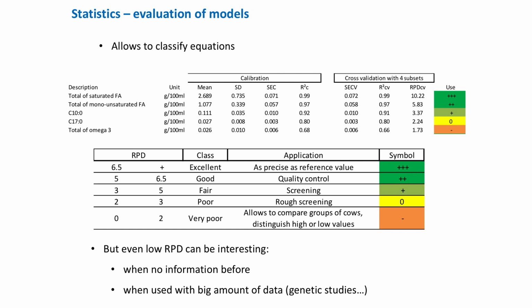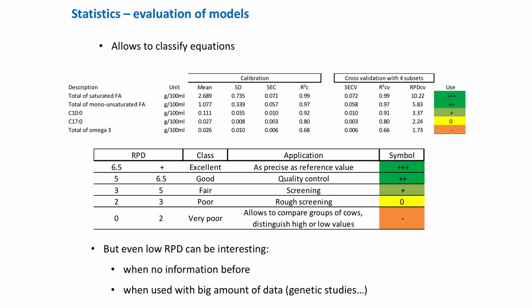Another thing is the standard error of calibration. It gives the precision of your calibration. Another statistic is the R square. After that, in general, you have some other statistics giving information about the validation. In this case, it's cross-validation that we used, with a standard error of cross-validation, an R square of cross-validation, and finally the RPD.